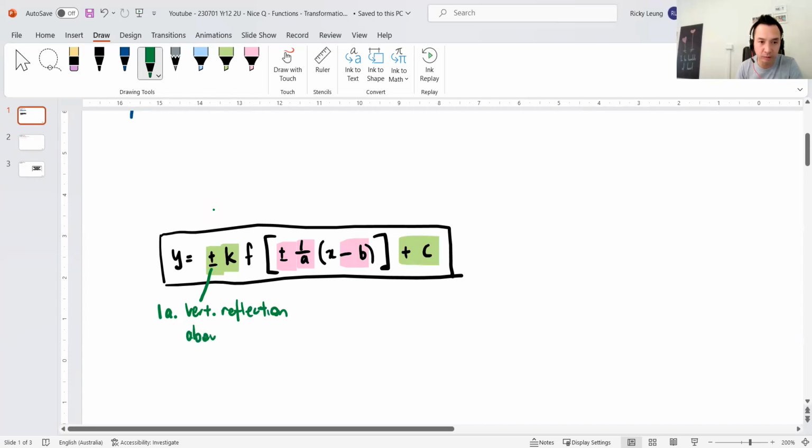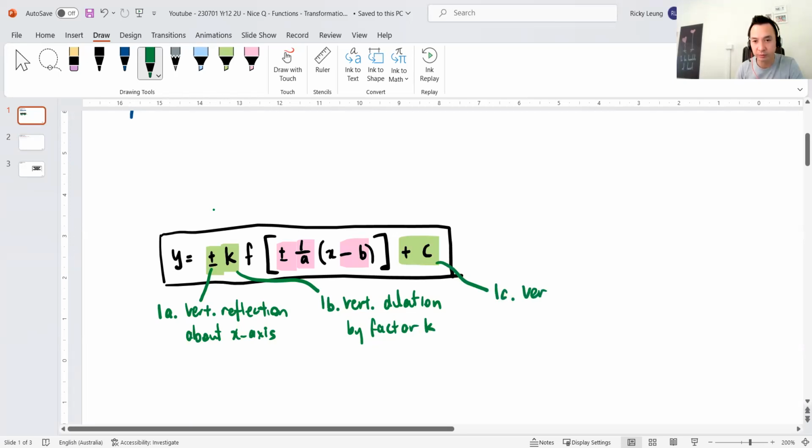about the x-axis, so flips it up and down. This one here, that's a 1B, and I describe that as a vertical dilation by factor. And the last one here, that's 1C. That's a vertical translation, or used to be called shifting. When it's plus C, so upwards by C units.